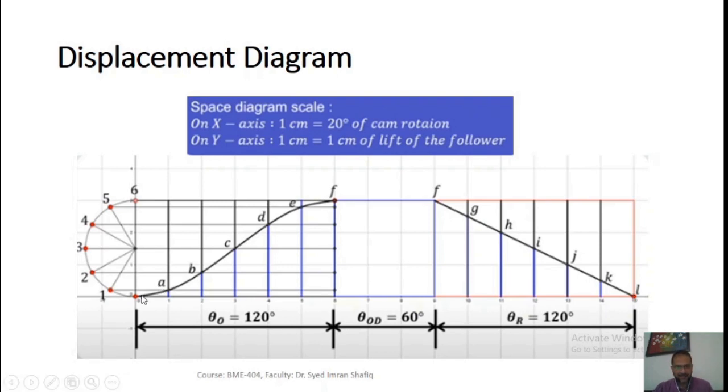Since the upward stroke is simple harmonic, we have drawn a semicircle here, and I will tell you what this semicircle will do in the figure. And the fall is uniform velocity. So now we'll move to step-by-step construction of this displacement diagram.